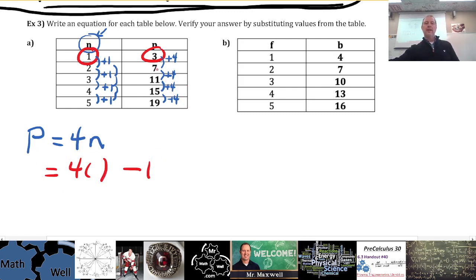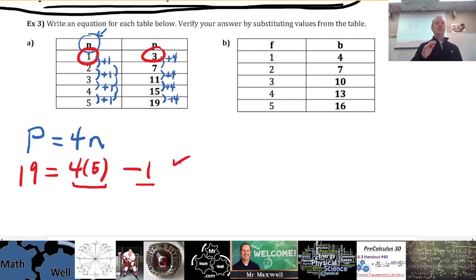So I'm going to go down to 7. So 7 is the p value, and that's associated with 2 as the n value. So now let's run this possible equation. Does this work? Well, 4 times 2 is 8, minus 1 is 7. Oh, that works too. Let's try the last one. So I'm going to put 19 over here, and I'm going to put 5 for my input variable. And 4 times 5 is 20, minus 1 is 19.